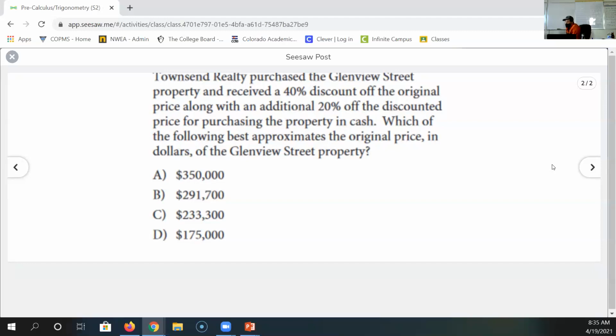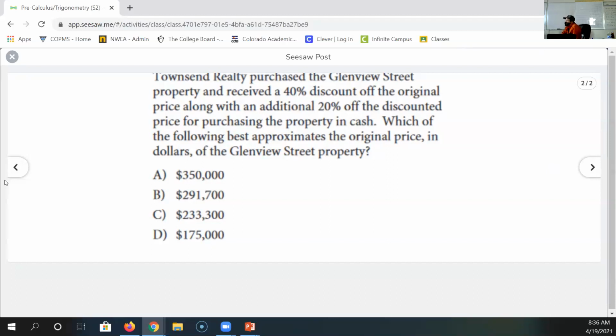So that matters because conventional wisdom would say that we could really just take it and multiply that by 1.6, and we would be able to get close to where we're at. But in this case, that's not it, because we took 40% off and then we took another 20% off of that. So which of the following best approximates the original price in dollars of the Glenview Street property?